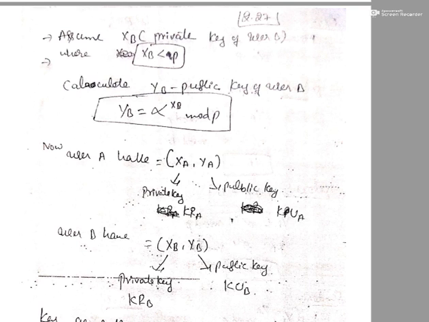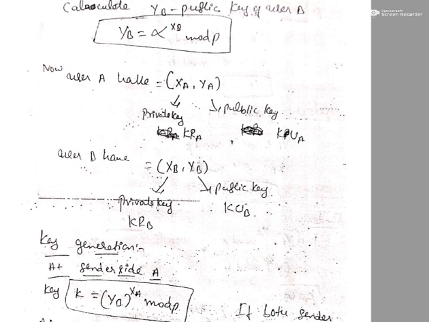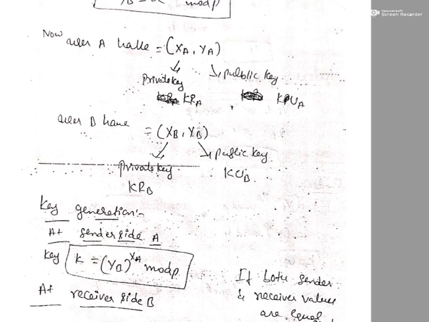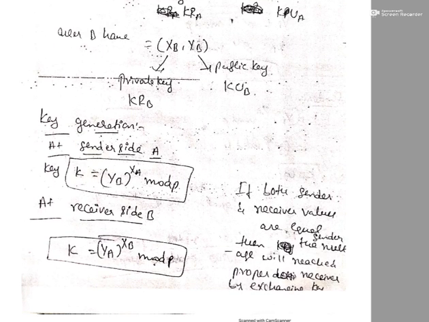For exchanging the information, that we see next. So next is key generation. How to exchange the key? At sender side A, let us consider K as the key, equal to YB. For encrypting the information at the sender side, we have to use the public key. The public key is exchanged between user A and user B.